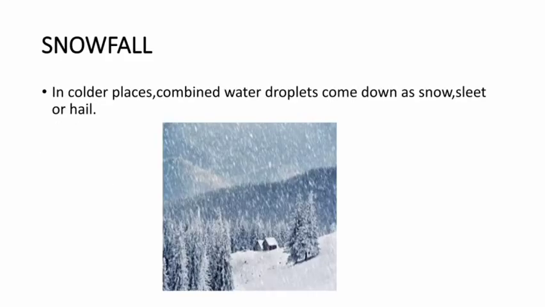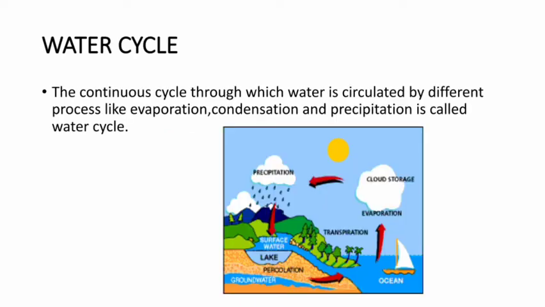Snowfall. In colder places, combined water drops come down as snow, sleet, or hail. So, the water cycle. This is the way the water cycle occurs. First, the water in the oceans and lakes gets evaporated, then it gets condensed, then it falls down as rain. This rain is called precipitation. This overall cycle is called the water cycle.